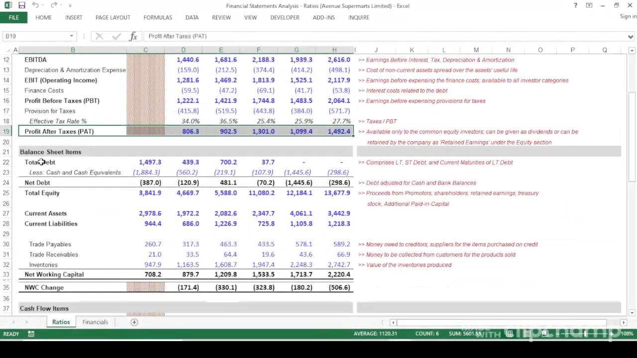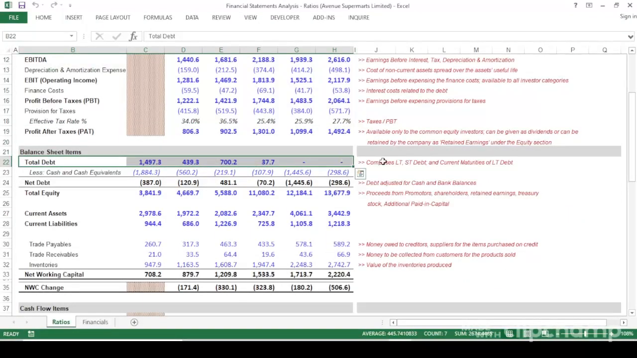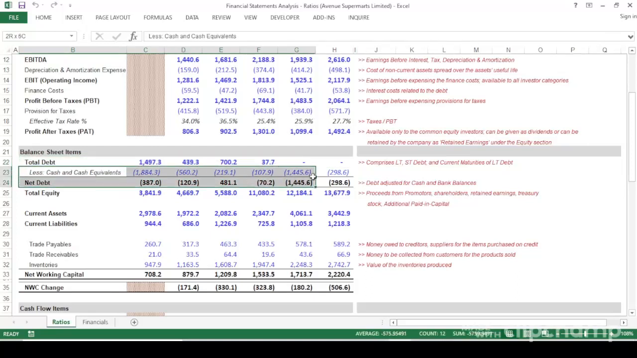Now on the balance sheet, we have the total debt. It will include the long term, LT meaning long term, and ST short term debt. And then we have the current maturities of the long term debt. Current maturities is the debt repayment that the company is obliged to make in a certain period. Then we reduce the cash and cash equivalents to reach the net debt. We just subtract the cash and we reach the net debt level.